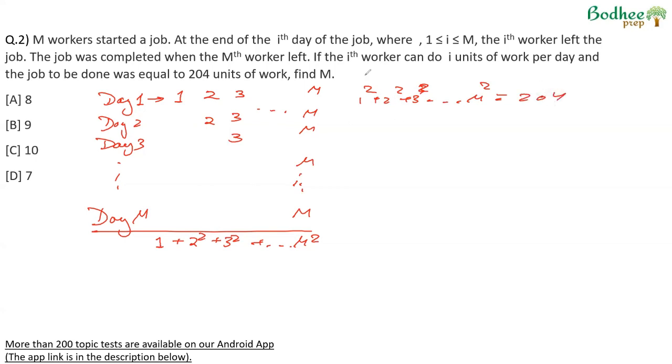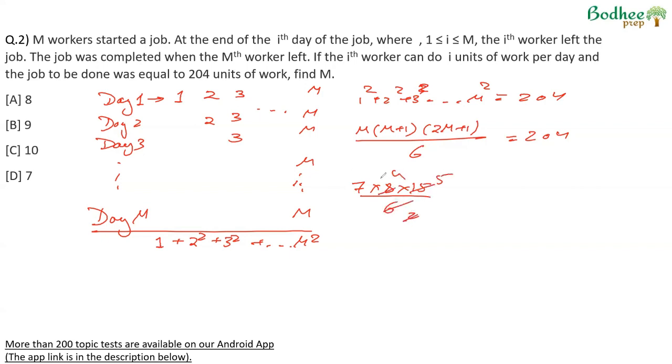The sum of the squares of the first m natural numbers will be m into m plus 1 into 2m plus 1 by 6. This should be 204. We can choose from the values and check, because this number will be somewhere around 7, 8. If we check for 7, 7 into 8 into 15 by 6: 3 5s are 15, 3 2s are 6, 2 4s are 8, 5 4s are 20, and 140. So m is not 7.